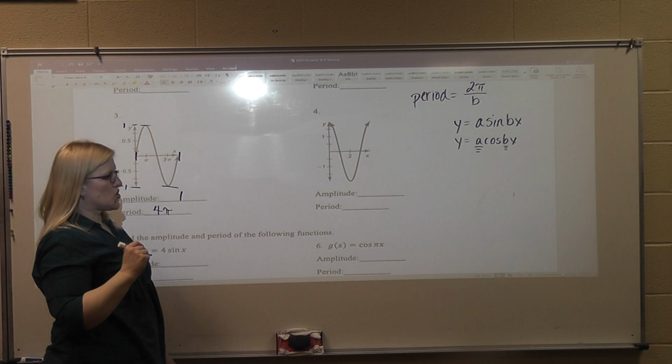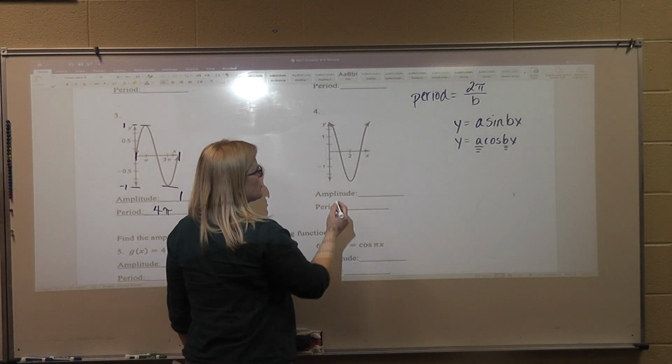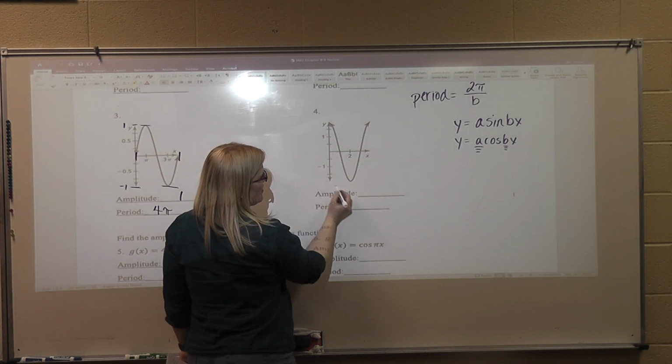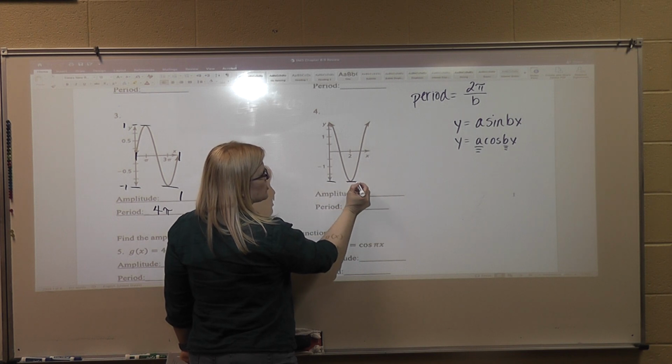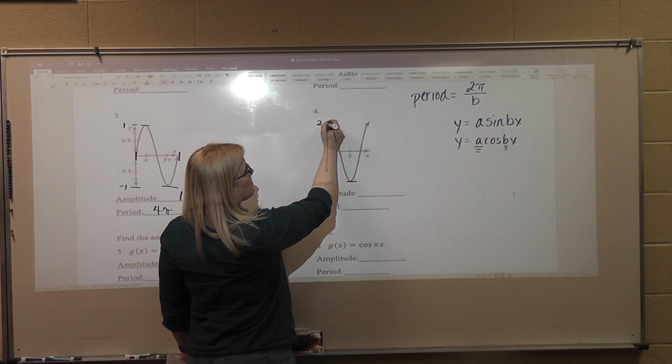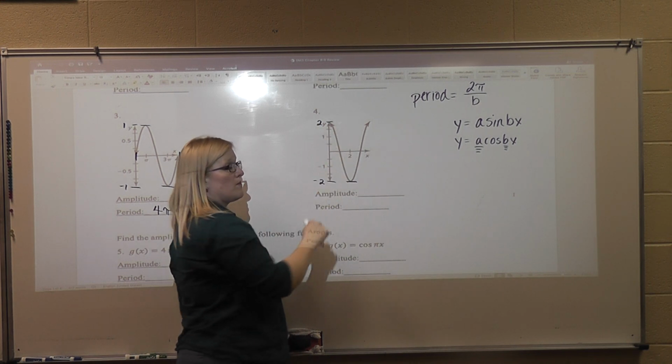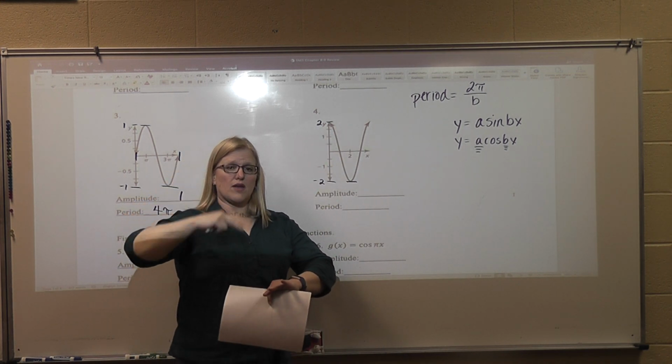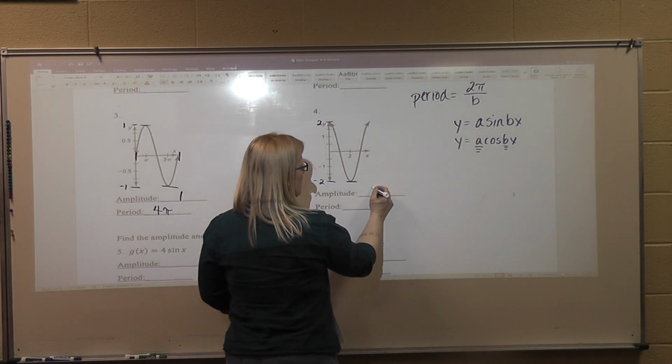So hopefully that's what you got. Okay, amplitude here. So here's 1. I'm going to say that this is a 2. Here's 1. We're going back up to 2 up here. So -2 to 2 is 4, but I'm cutting that in half, so it's 2.